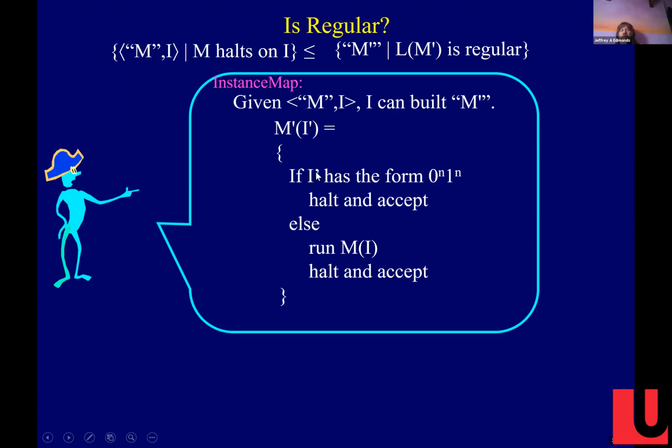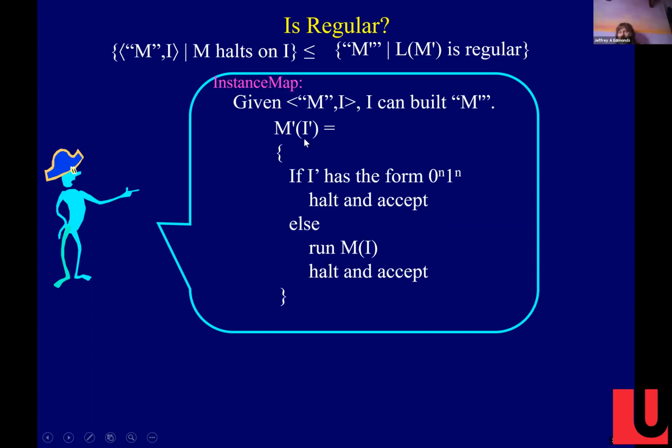Well, if I prime has the form 0 to the n, 1 to the m, then it's going to automatically halt and accept. If I prime doesn't have this form, if it has any other form, then we're not going to halt and accept right away. What we're going to do is run M on I. And if M on I halts, then we're going to halt as well. But if M on I runs forever, then we're going to run forever.